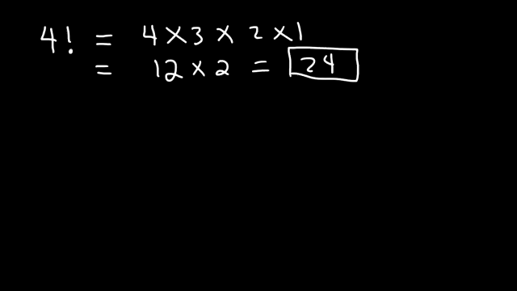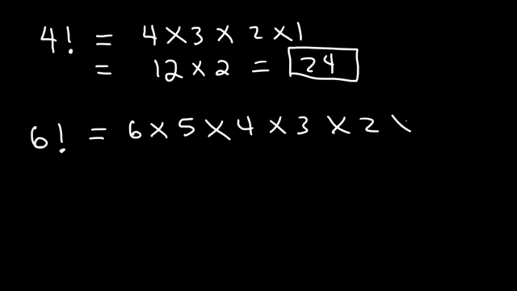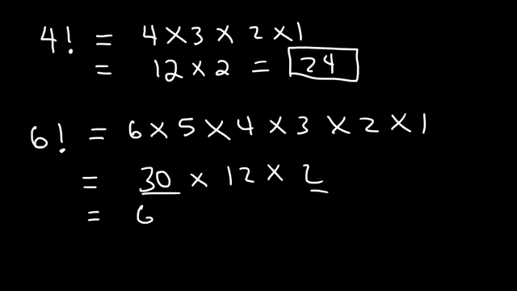So that's 4 factorial. Let's say if we want to evaluate 6 factorial. It's 6 times 5 times 4 times 3 times 2 times 1. Now 6 times 5 is 30, 4 times 3 is 12, and 2 times 1 is 2. Now we can multiply 30 and 2, so that's 60.